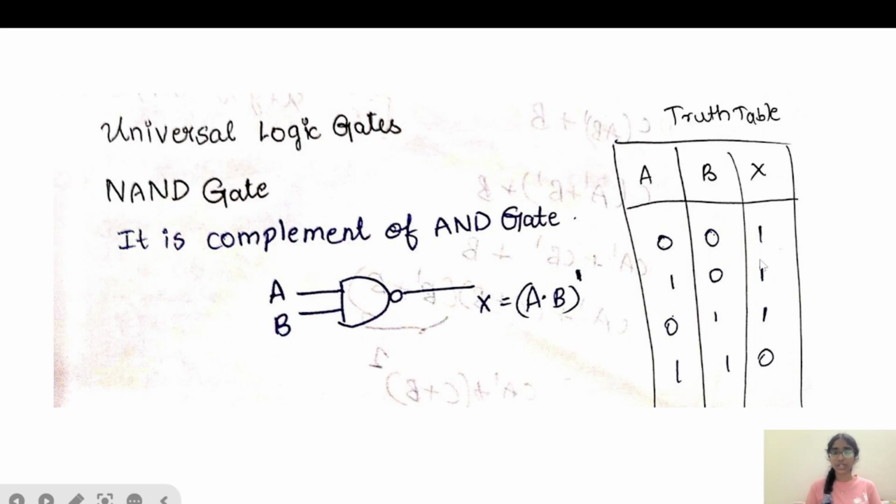If you look at the truth table, when the inputs are 0 and 0, the output is 1. When the input is 1 and 0, you get output as 1. When the input is 0 and 1, the output is 1. When the input is 1 and 1, you get the output as 0. So simply speaking, when at least one input is 0, the output is going to be 1. In other cases, it's going to be 0.